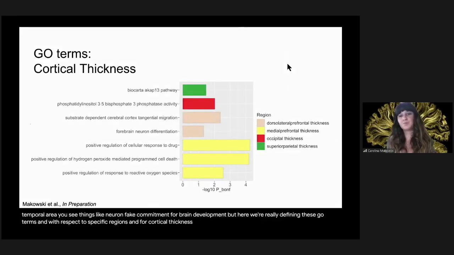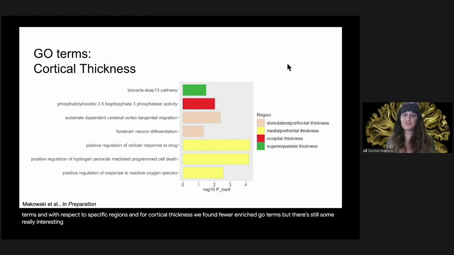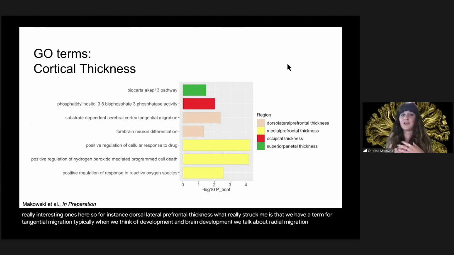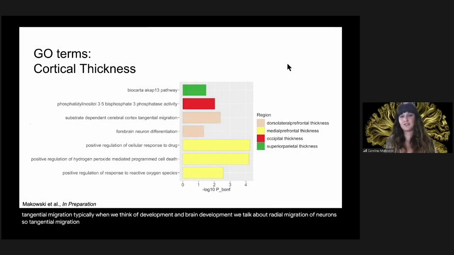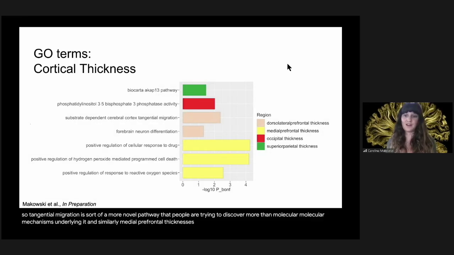And for cortical thickness, we found fewer enriched GO terms, but there's still some really interesting ones here. So for instance, for dorsolateral prefrontal thickness, what really struck me is that we have a term for tangential migration. Typically, when we think of brain development, we talk about radial migration of neurons. So tangential migration is sort of a more novel pathway that people are trying to discover more of the molecular mechanisms underlying. And similarly, medial prefrontal thickness has some interesting terms for cell maintenance as well as cell death.